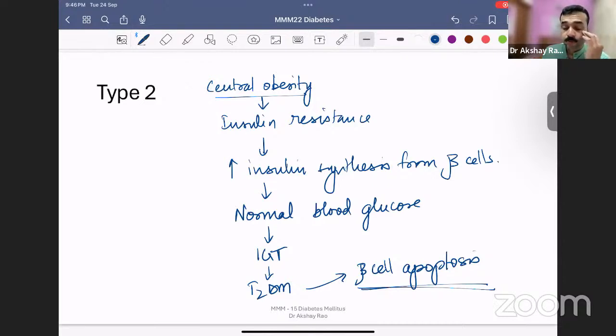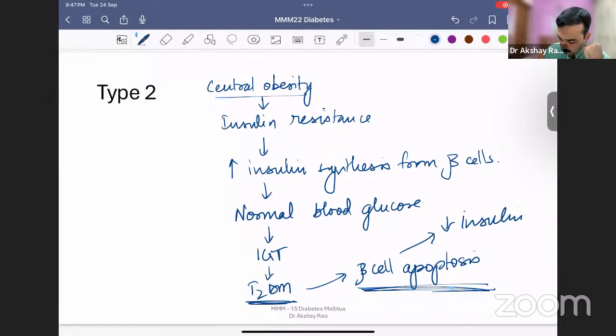So you have to prevent this. That is the reason for aggressive blood glucose control. At this stage, secondary prevention, aggressive blood glucose control, you can at least conserve the remaining beta cells for future. And of course, avoid complications. So once beta cell apoptosis happens, the person will land up with low insulin. So insulin levels start coming down. And this will only worsen. It's a vicious cycle. This will worsen the blood glucose.